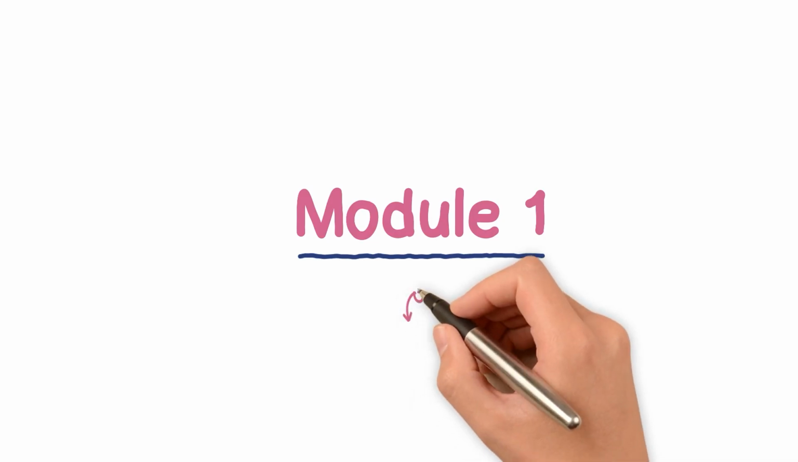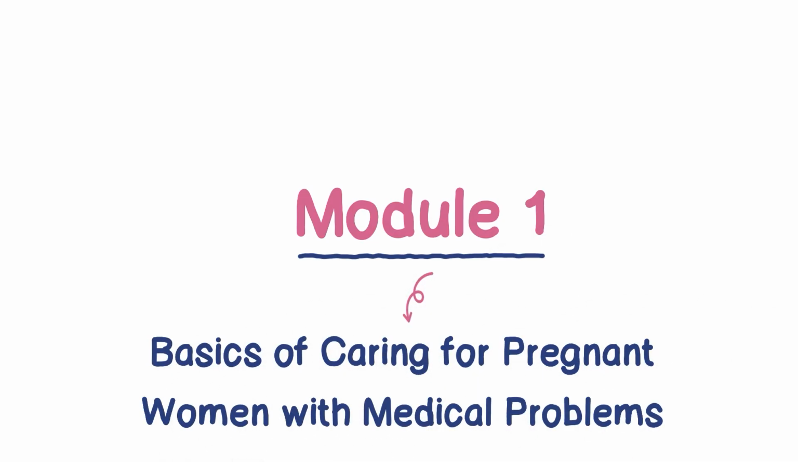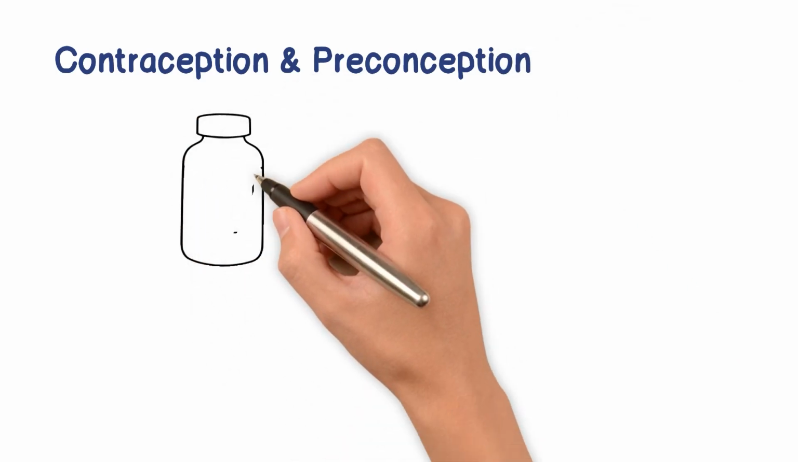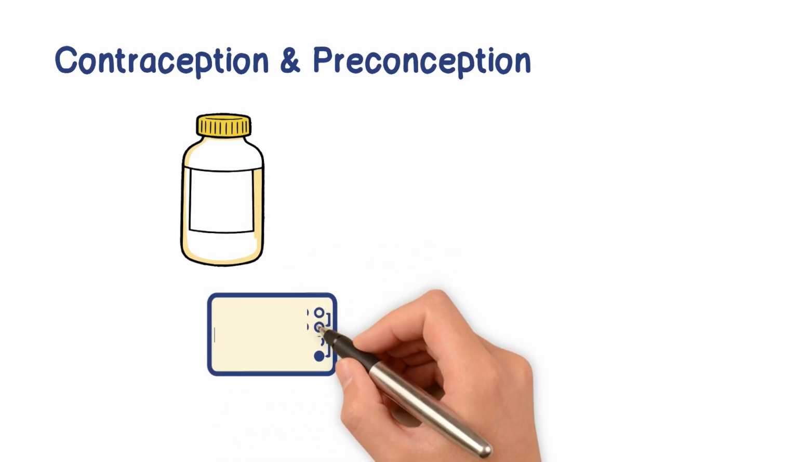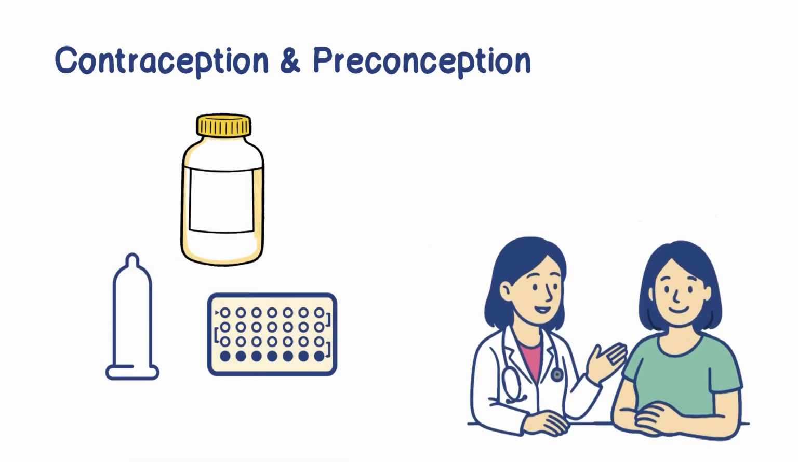We present to you our first module. In this session, we'll explore the basics of caring for women with medical conditions during pregnancy. Women with medical conditions are often sexually active and can become pregnant. Always discuss contraception, especially with women of reproductive age who are prescribed potentially teratogenic medications.